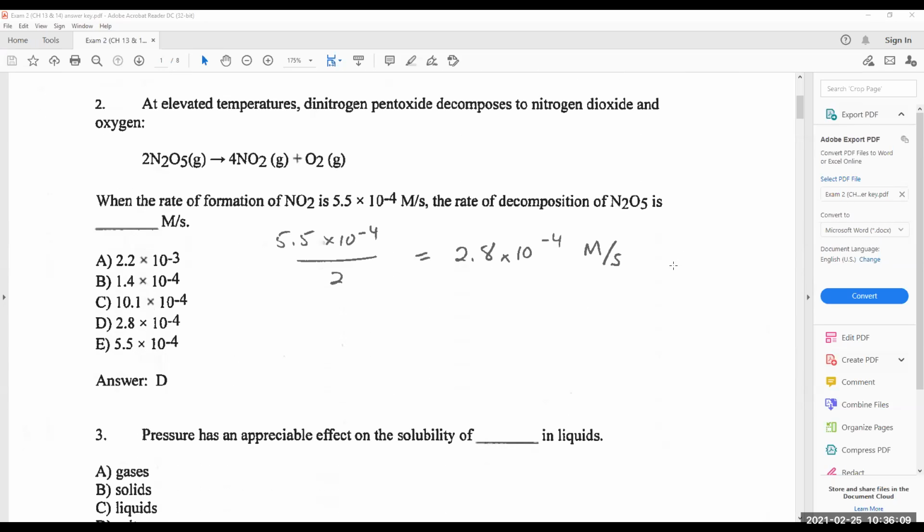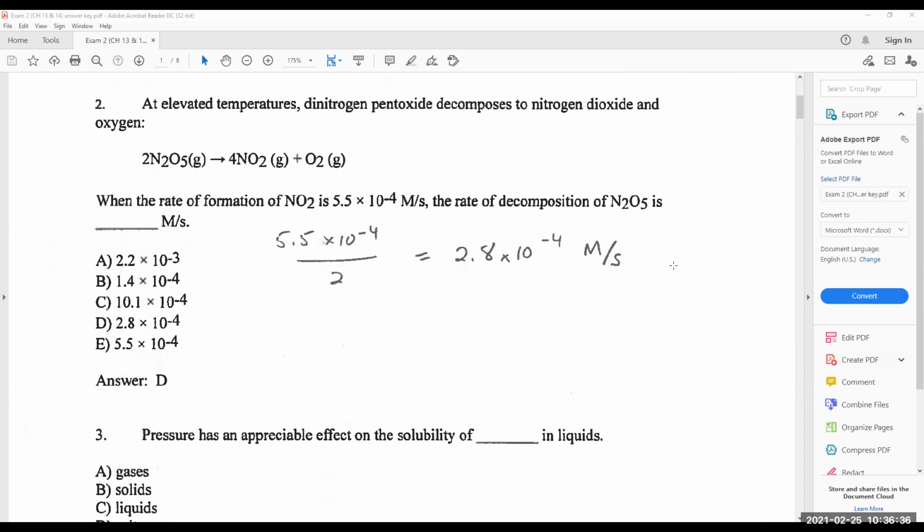at elevated temperatures, dinitrogen pentoxide decomposes to nitrogen dioxide and oxygen. And then you're given the chemical equation for that. Then you're told when the rate of formation of NO2 is 5.5 times 10 to the minus 4th molar per second, what's the rate of decomposition of N2O5?